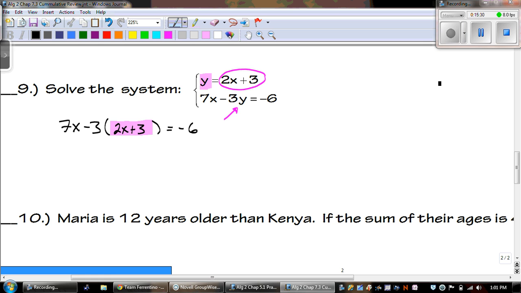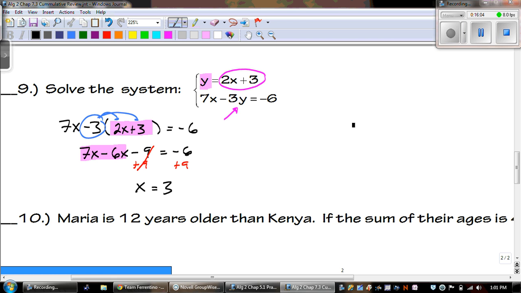And then we solve. Well, how do you solve? First thing you have to do is distribute the negative 3. So we get 7x minus 6x minus 9 equals negative 6. We can combine our like terms and add the 9 to the other side. So the 9 goes to the other side. 7x minus 6x is x, and we get that x equals 3.